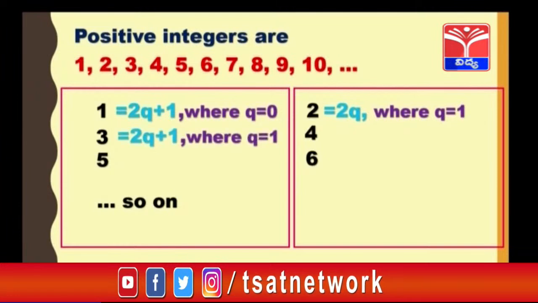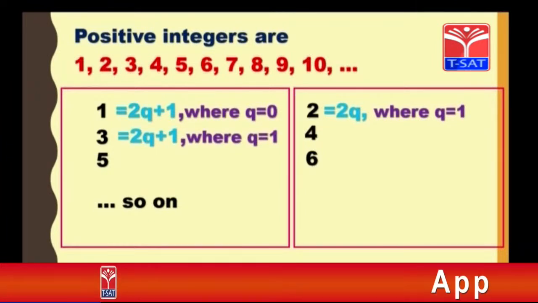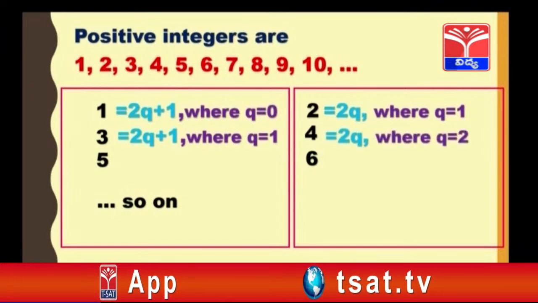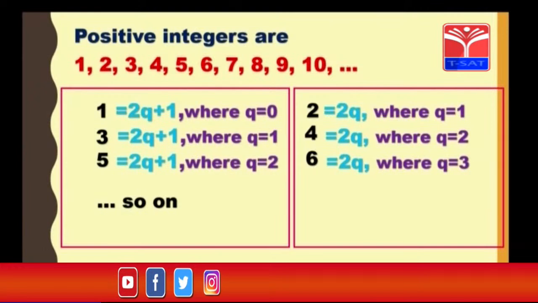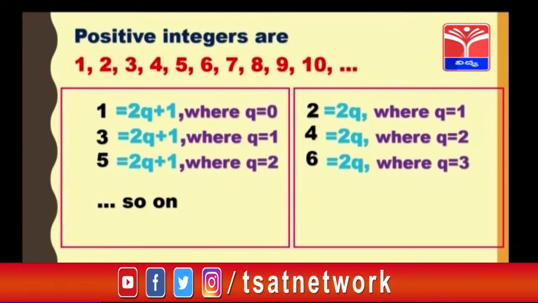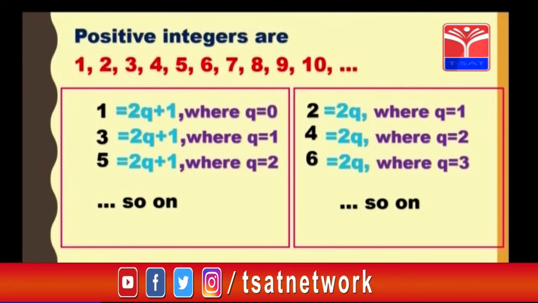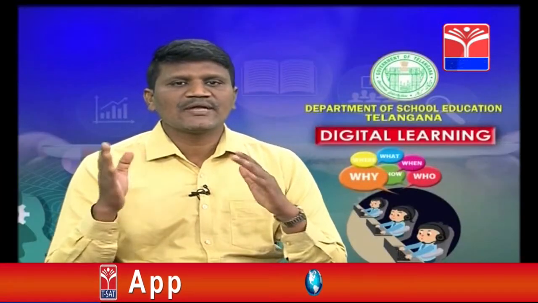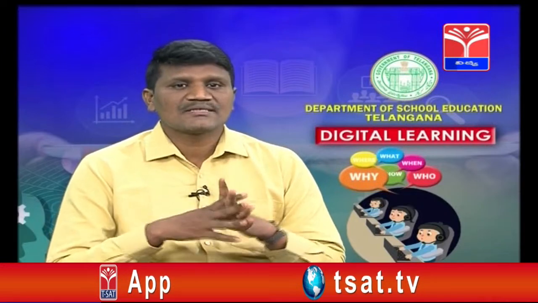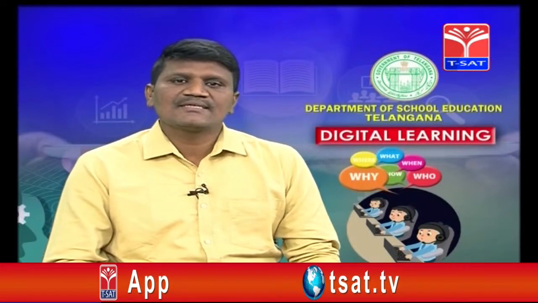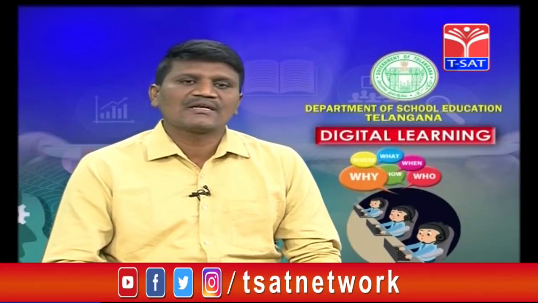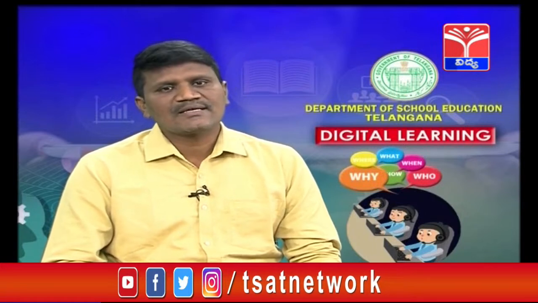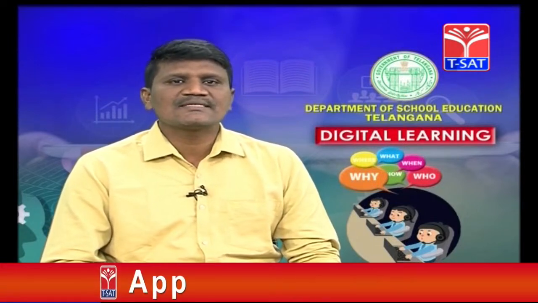3 is equal to 2q plus 1, where q is equal to 1. 4 is equal to 2q, where q is equal to 2. 5 is equal to 2q plus 1, where q is equal to 2. 6 is equal to 2q, where q is equal to 3, and so on. If you observe these two rectangle boxes, we can conclude that every even integer is of the form 2q, and every odd integer is of the form 2q plus 1 for some integer q. Now let us solve the same problem using Euclid's division lemma.